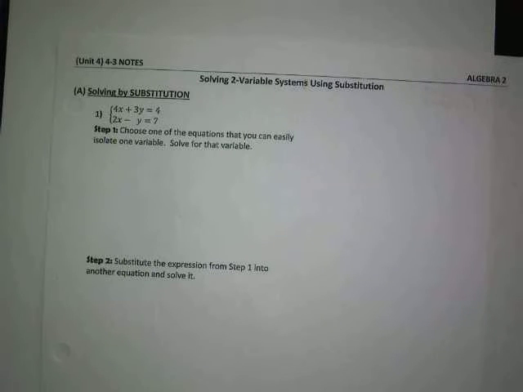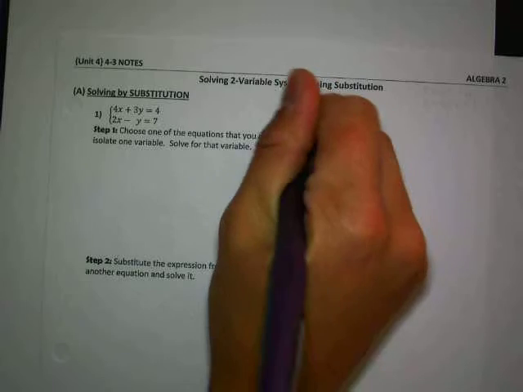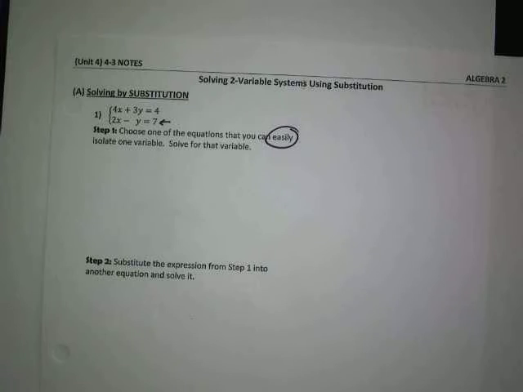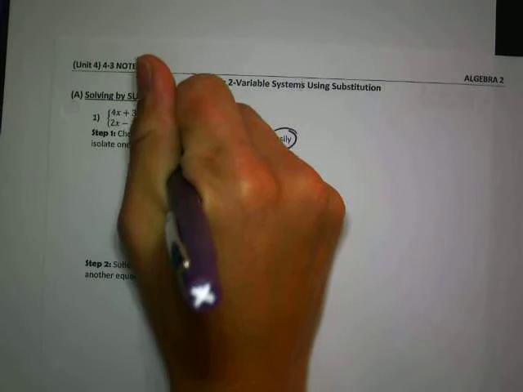Step 1 says choose one of your equations where you can easily isolate one variable. Keyword here, easily. So you're going to want to pick the variable that does not have a number in front. So we're going to be picking the second equation, and are we solving for x or y? Y. Very good.